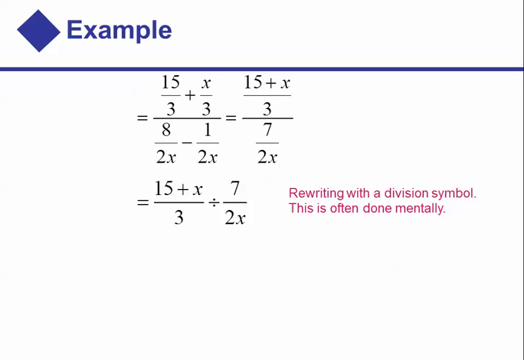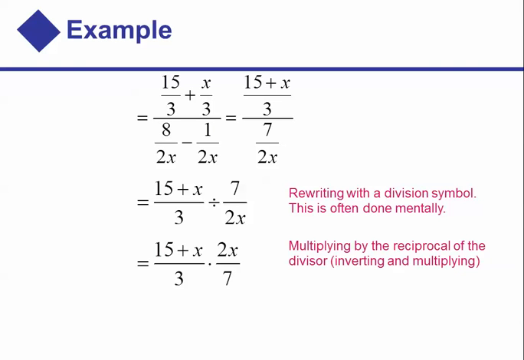So now what we're going to do is we're going to rewrite it with division. And then we're going to keep the first one, change to multiplication, and flip the second one. So this is what we'll end up with. There's no common factors anywhere in anything here. So all we're going to do is do a straight up multiplication. That means distributing that 2x and multiplying the 3 and the 7 together. So we'll get 30x plus 2x squared over 21.